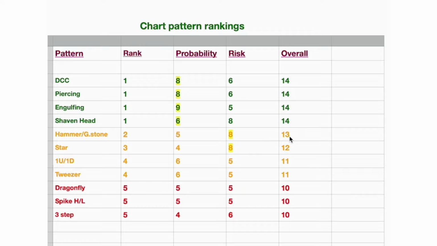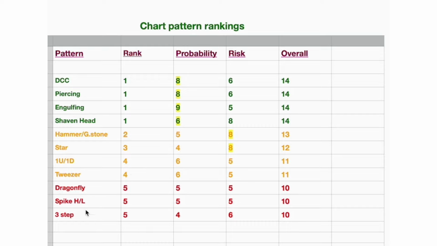So that's slightly worse. Then we get down to the one up, one down. That's ranked at number 4. Probability, 6. Okay, better than 5, but not the best. But the risk is 5 because you're going to need a big stop loss on there. And overall ranking is 11. Tweezer, same sort of thing. We've got a probability of 6, a risk of 5, and an overall ranking of 11, which makes it 4.